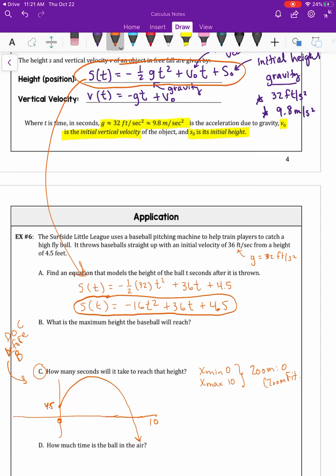Yeah, that's better. But now what we want to do is go to window, and we want more y values. So we want to adjust our y maximum. And we want our y minimum to be like -5. And then our maximum, let's make it, I don't know, 50 or something like that. So -5 to 50 gives you a really good picture of it.